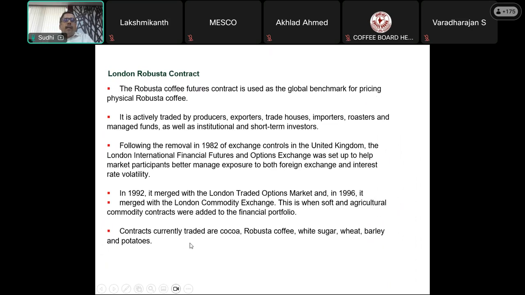So contracts currently traded in the London market are cocoa, Robusta coffee, white sugar, wheat, barley, and potato. So these are all the contracts which get traded in the London market along with coffee. But by far, coffee and cocoa are the two biggest contracts which get traded in the London market.